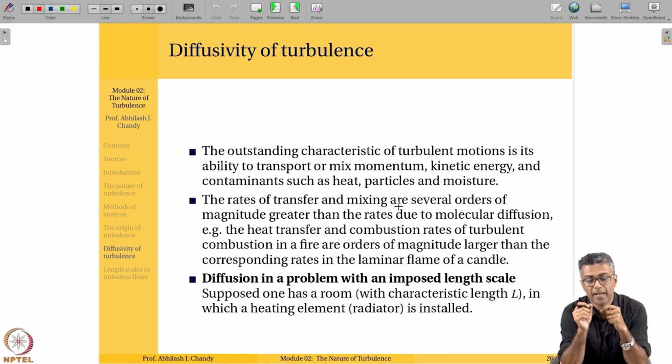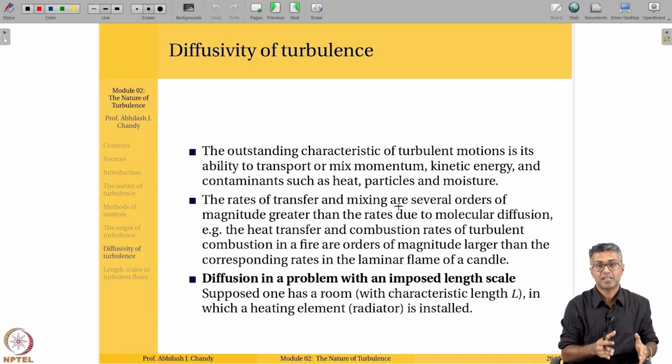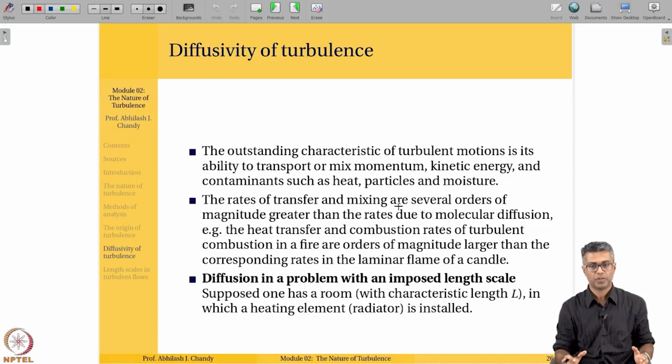So this is one of the main attributes of turbulence, like I was discussing earlier. And I want to spend some time discussing this in detail, as this is one of the main attributes of turbulence. We will discuss this particular attribute through a case study.